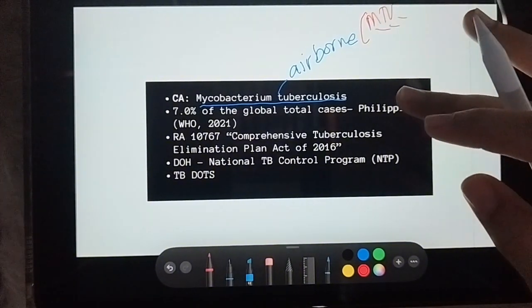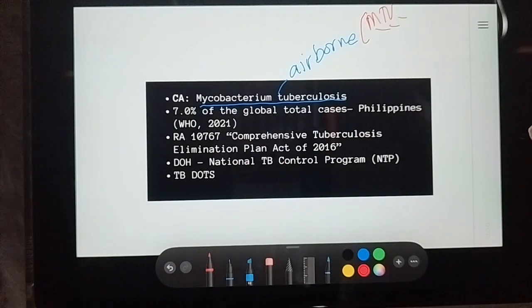Ang bakteryang ito, si Mycobacterium tuberculosis, usually ang ina-attack niya ay yung ating lungs. Pero pwede ring i-attack ng bakterya na ito ang iba pang parte ng ating katawan, such as your kidney, your spine, and your brain.